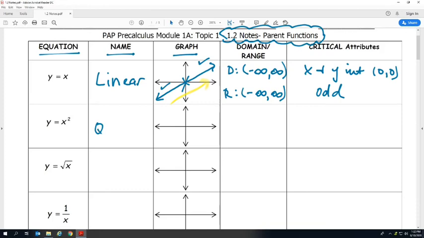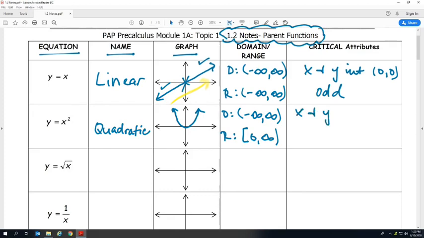Okay, the next one is called the quadratic function, and it looks like a U shape. Its domain is all real numbers, so negative infinity to infinity. Its range stops at 0. It doesn't go lower than 0 on the y-axis, so it goes from 0 to infinity. It includes 0, that's why we have a bracket there. It also has an x and y intercept at (0, 0).